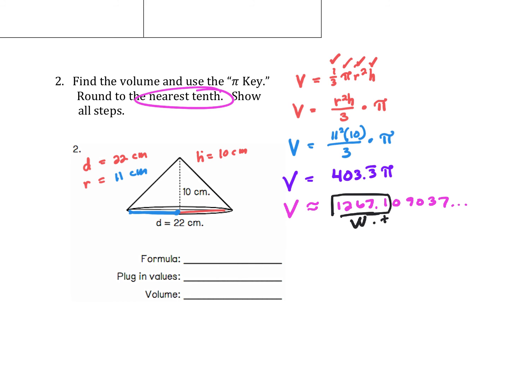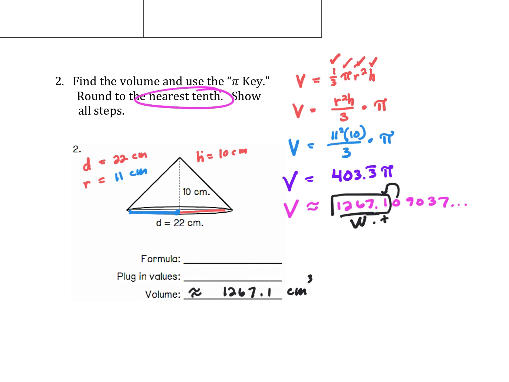So it's 1,267 and 1/10, or 1,267 and 2/10. What does this 0 tell this 1 to do? And if you said stay, that's correct. So our final answer is approximately 1,267 and 1/10 centimeters cubed. And would you make that correction on my last?